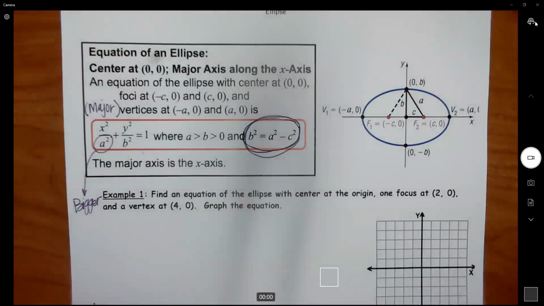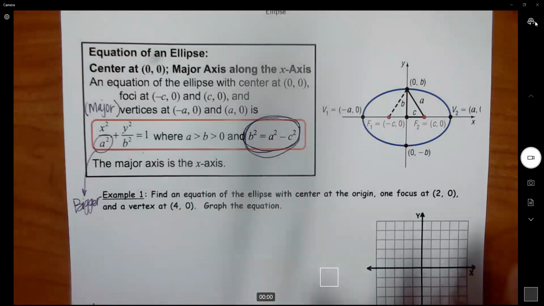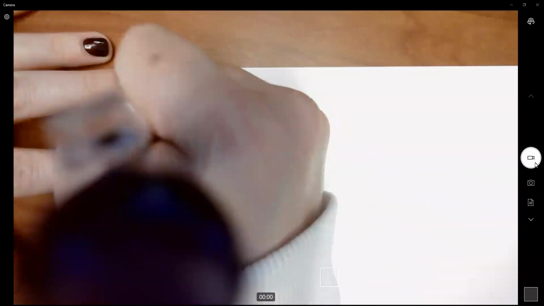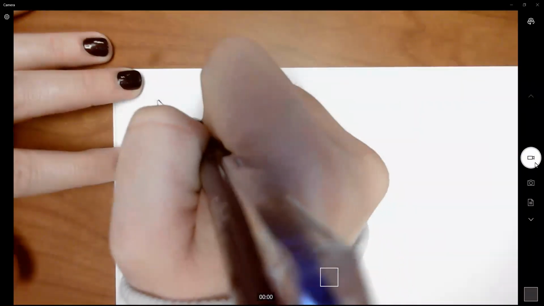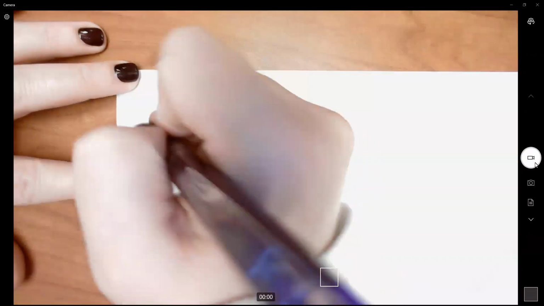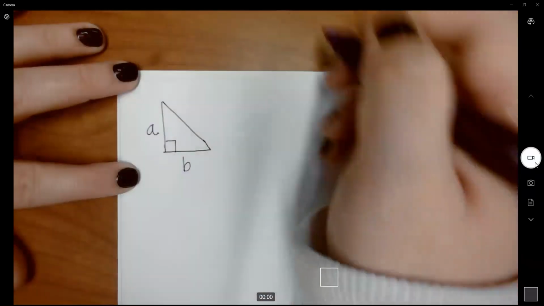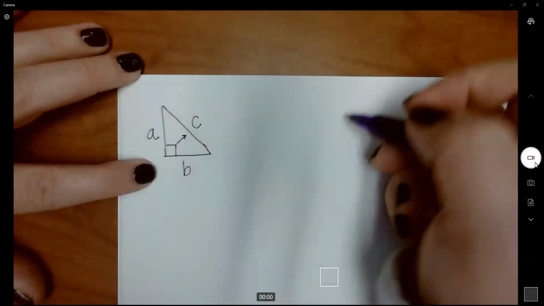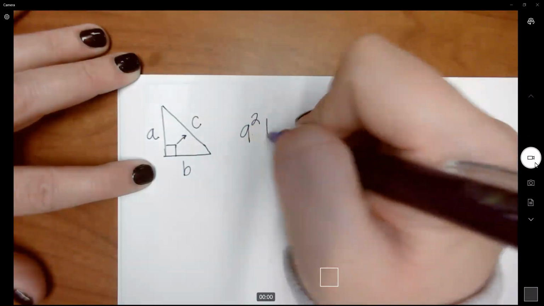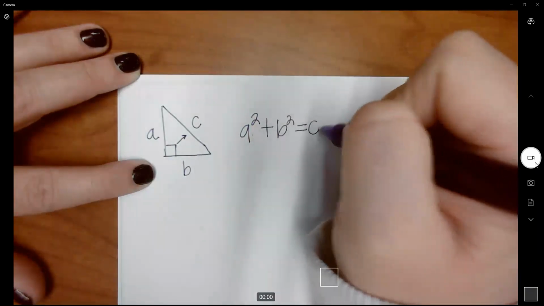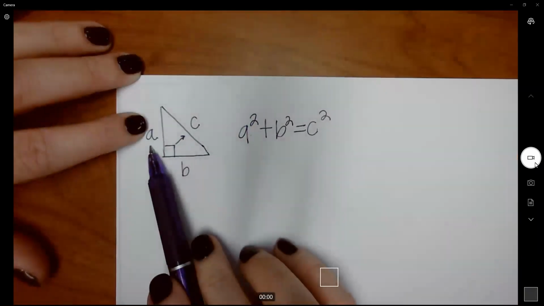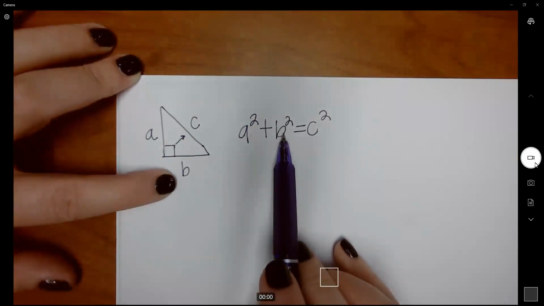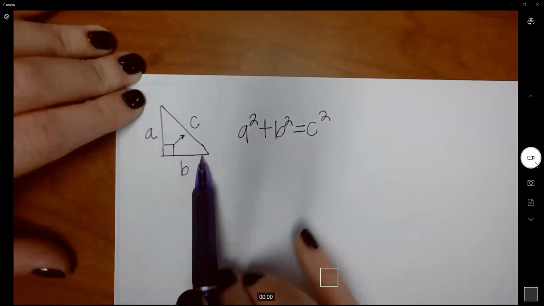Now this comes from the Pythagorean theorem. When you have the Pythagorean theorem, this is only for right triangles. We usually call the legs a and b, and then what's across from the right angle is your c, your hypotenuse. And so the Pythagorean theorem states that a squared plus b squared equals c squared. Your leg squared plus your other leg squared equals the hypotenuse squared.